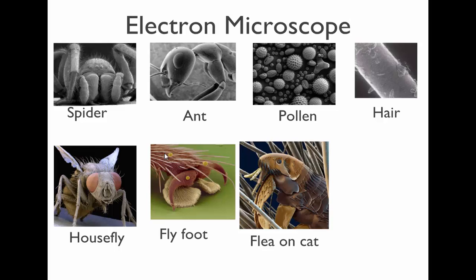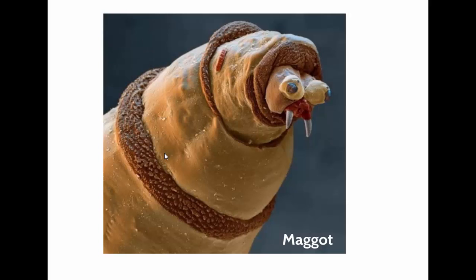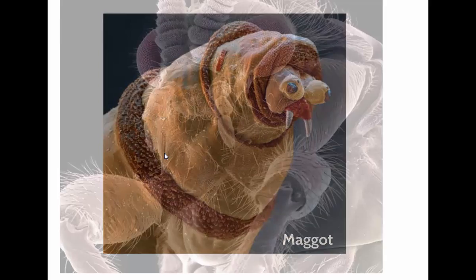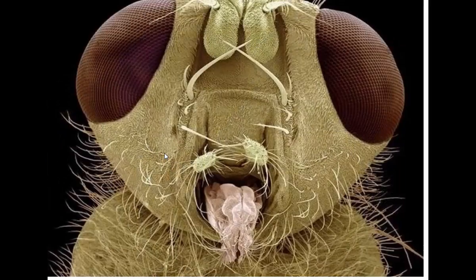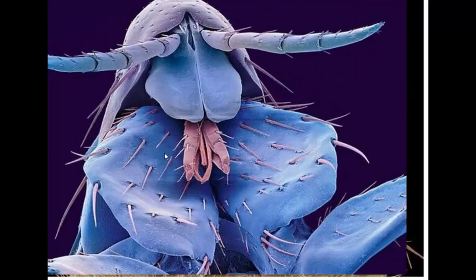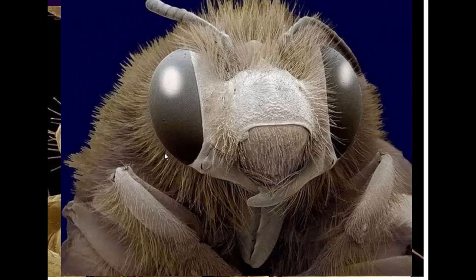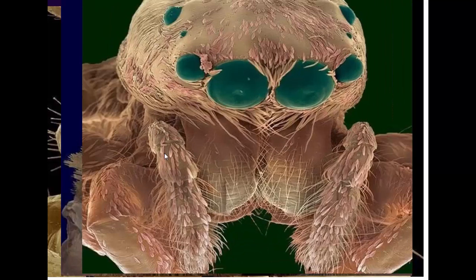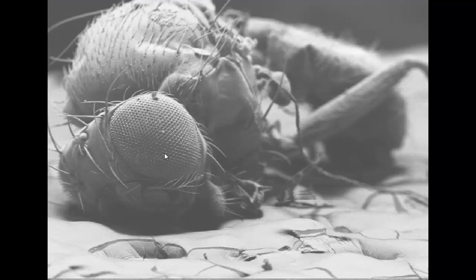Like these are artificially colored. That's a flea, cat's fur. That's a needle and thread. A maggot. Bunch of insects and stuff. Is this actually real? These are all real, yeah, these are all real. But the colors on them are not real. Spider, ants, grasshopper, fly. All right.